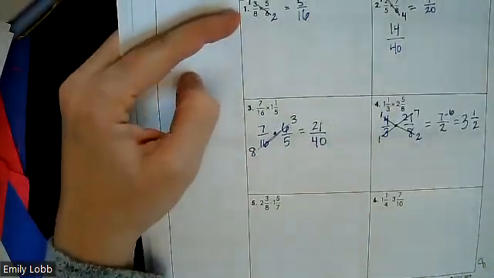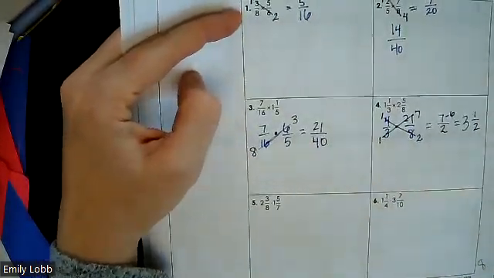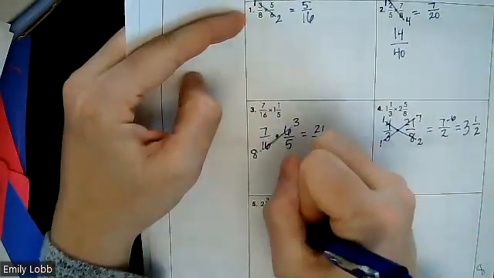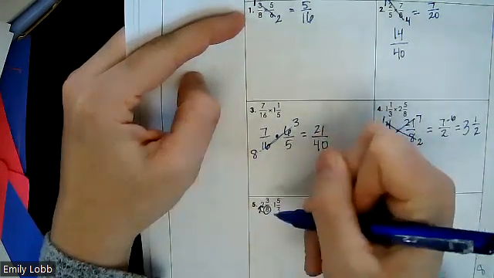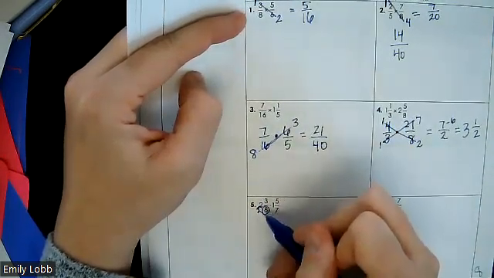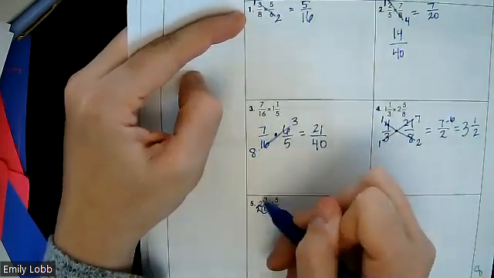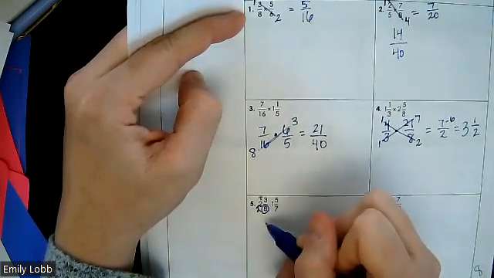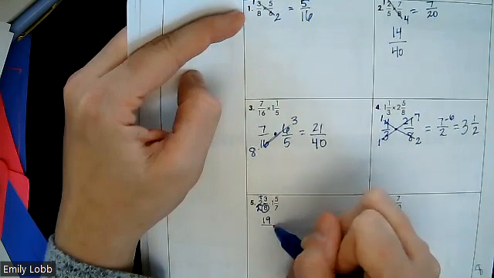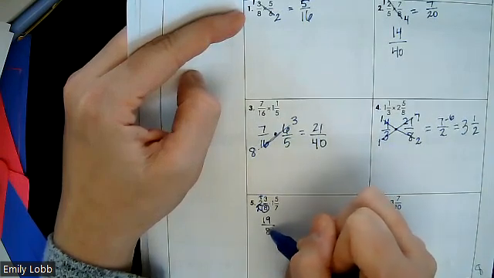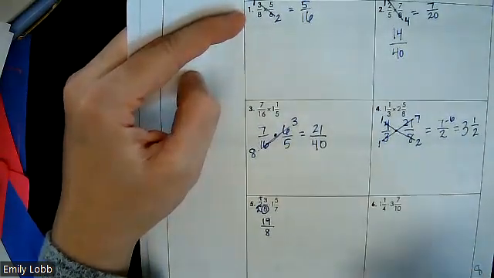So watch very closely how we go from mixed to improper. We take the bottom times the whole number. Peyton, please. 8 times 2 is what? Plus 3. 19. All over the bottom number.